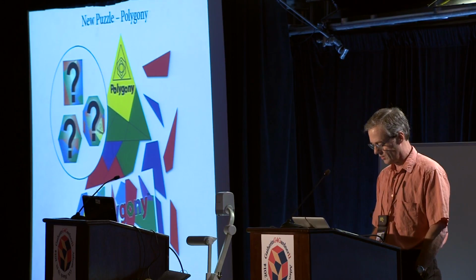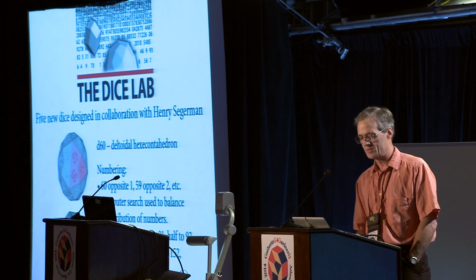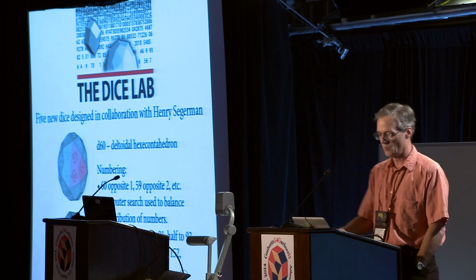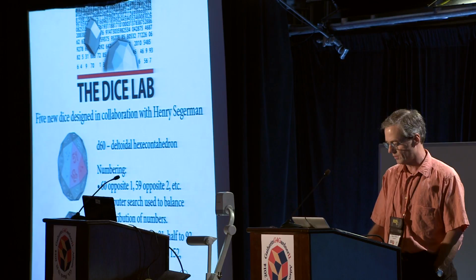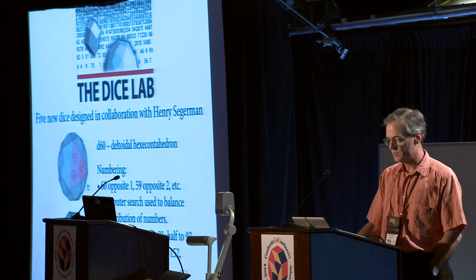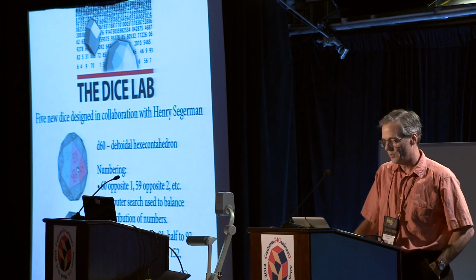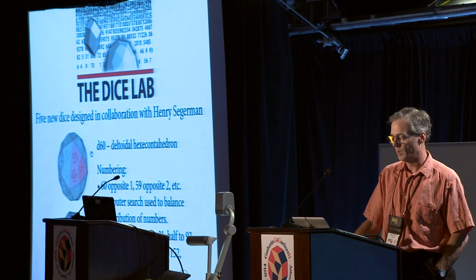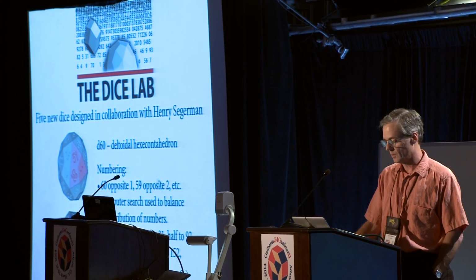And finally, I'm going to try the dice business with a tentative brand name of the Dice Lab. So Henry Segerman and I have worked together to design 5 dice that are currently in production. The star of the show will be a D60 with kite-shaped faces. When you put some thought into the numbering of these, we follow the usual convention where the largest number is opposite the smaller, the next largest opposite the next smaller, etc.